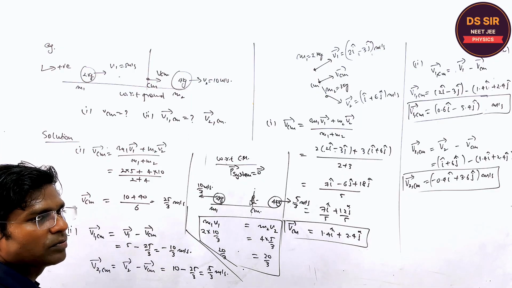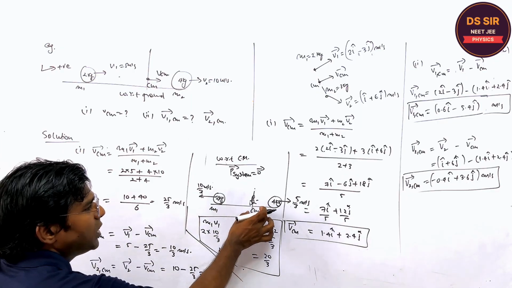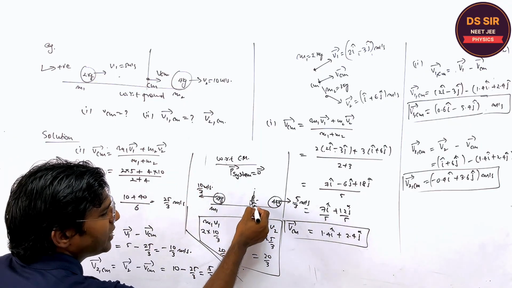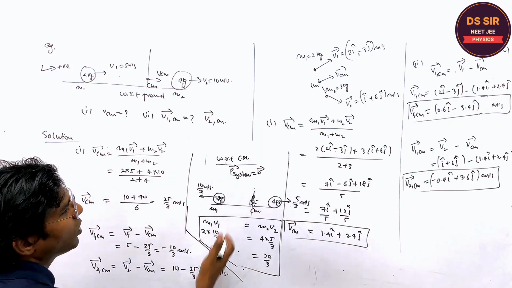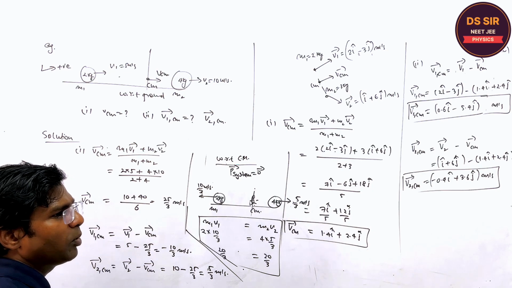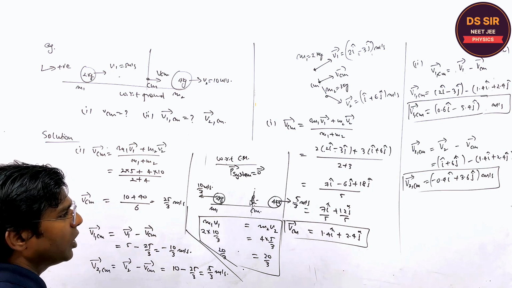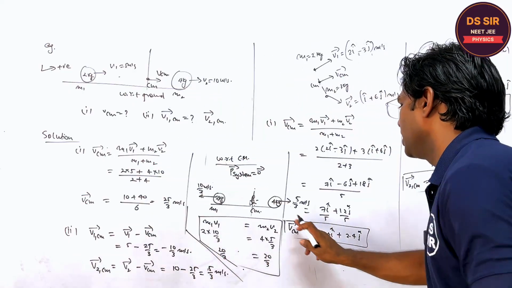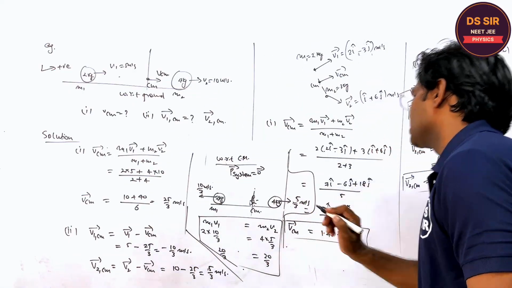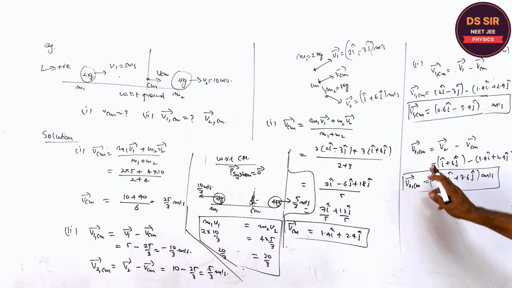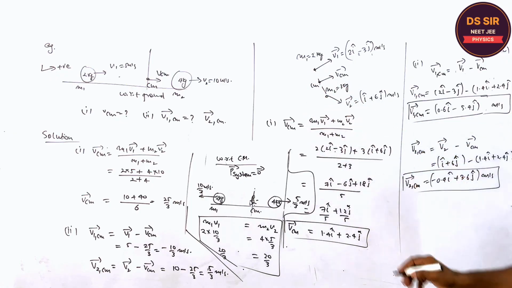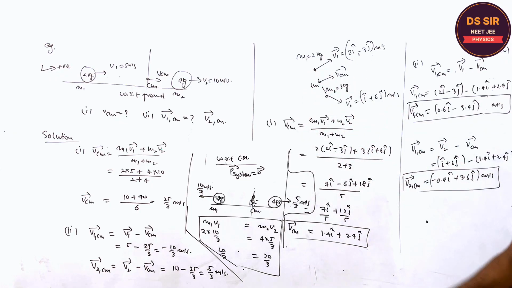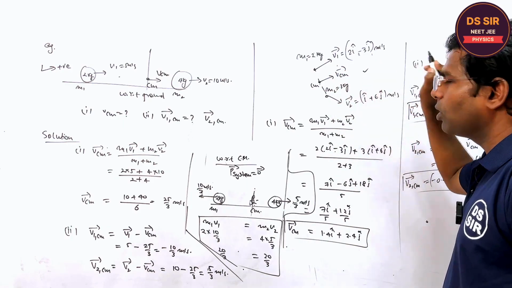Why is it so? Because you are sitting in the frame of center of mass. When center of mass is at rest, what will be the linear momentum of the system? Say 0. It will come 0. Not only for this example, rather in the previous example, this is the m1 v1. Suppose this is the figure with respect to what? This figure is with respect to ground.